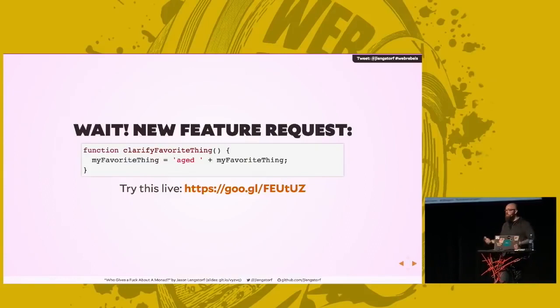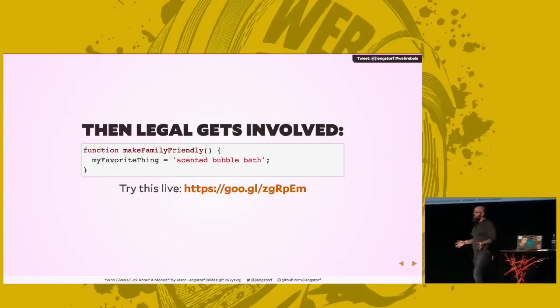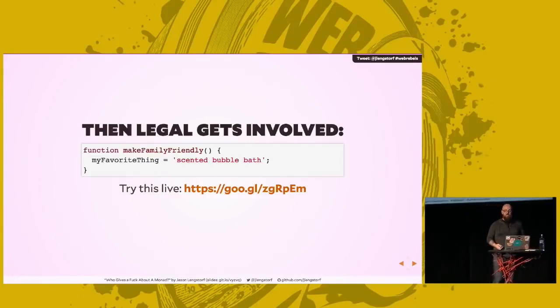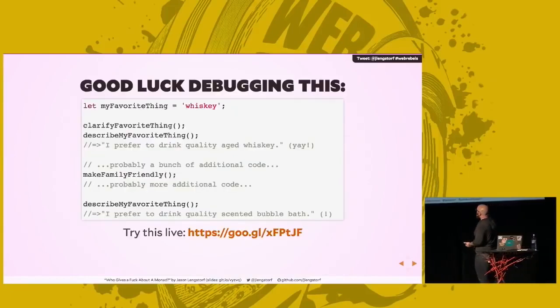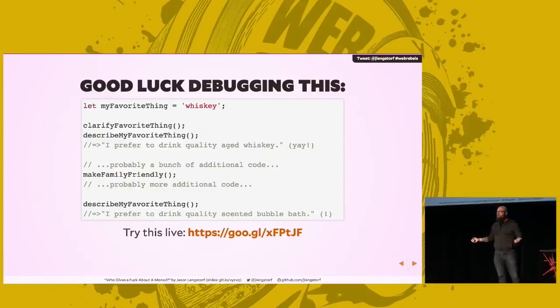However, this then starts going through QA, legal gets involved, and we decide, okay, whiskey's not a good thing. This is a family-friendly app. So they change what my favorite thing is, and they change it globally to scented bubble bath. Okay? And the problem is, if we've got a sufficiently complex app, we might end up with code that looks like this, where we set whiskey up at the top, functions are happening, and down at the bottom, it says that I like to drink bubble bath. That is not what I intended when I wrote this program.